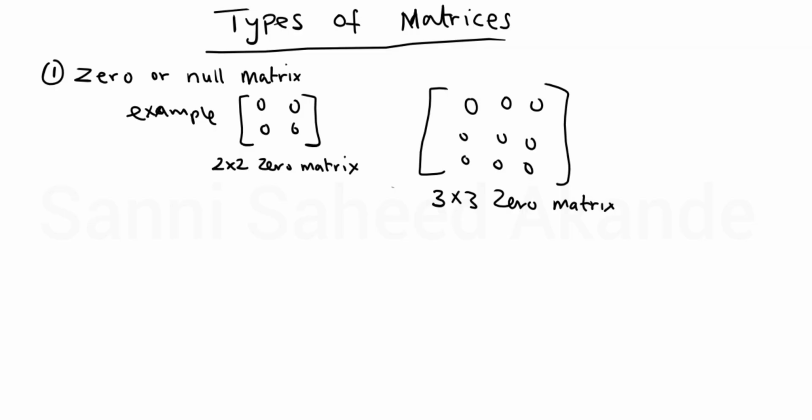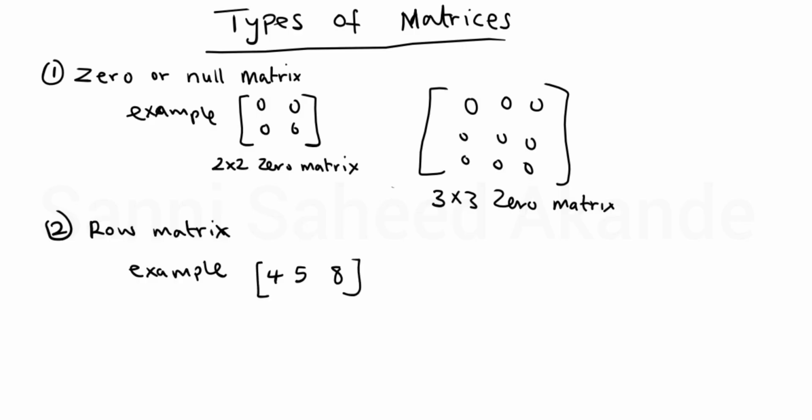Let's take a look at the second type of matrix. Well, we have the row matrix. A row matrix is a matrix with only one row, just one row. So for example, when you have 4, 5, 8, how many rows do we have here? Just one row, and then 3 columns. But since we have one row, we call it a row matrix.